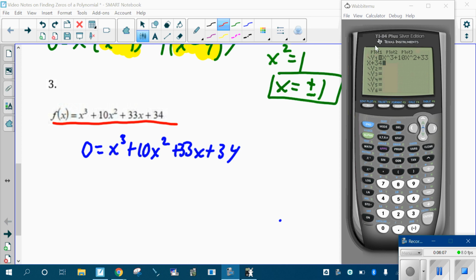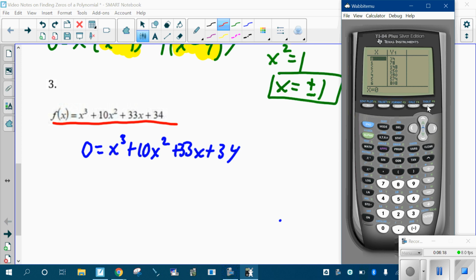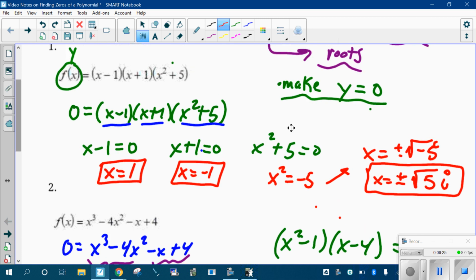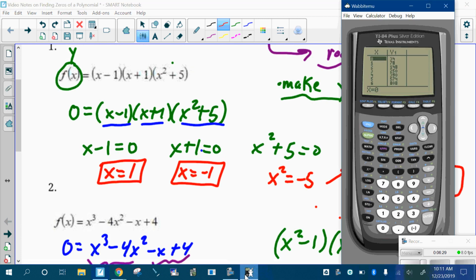Anyway, so I typed my function into my y equals. So I hit y equals, typed in my polynomial, and now I'm going to go to the table. Remember the table is where to go, not the graph, because the graph's kind of hard to tell. What I'm trying to find is x-intercepts. And remember what I said earlier here. X-intercepts are when y is 0. So you're looking for spots where y is 0.